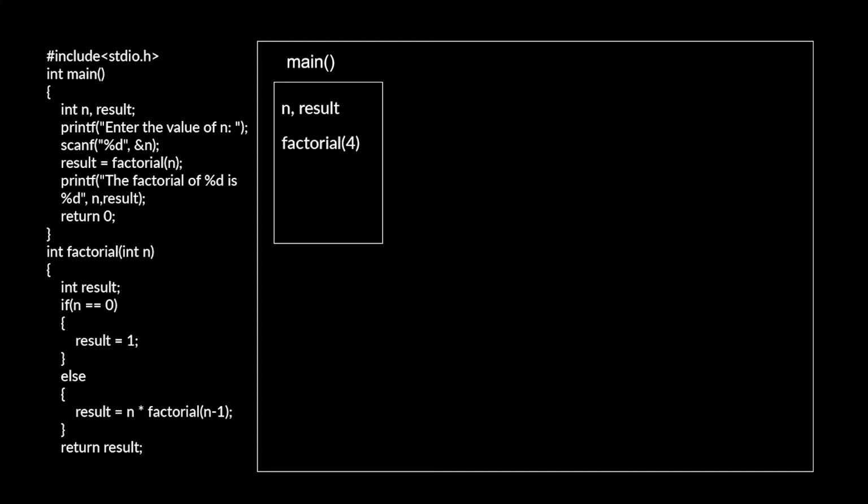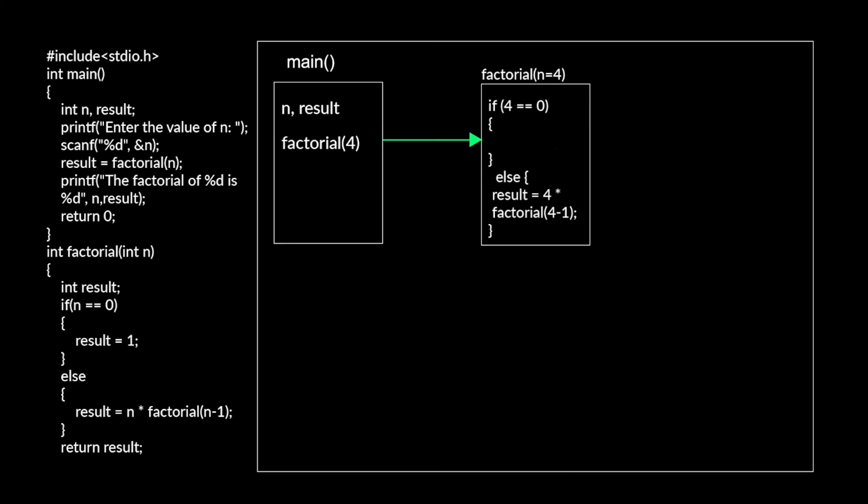Suppose let us take the value of n to be equal to 4. So it will be factorial of 4. The result will not be assigned. First, factorial of 4 method has to get completed and executed. So method space will be allocated to factorial of n value 4. Then the factorial method execution will start. First, if n equal equal 0, or 4 equal equal 0, as you can see the condition is false.